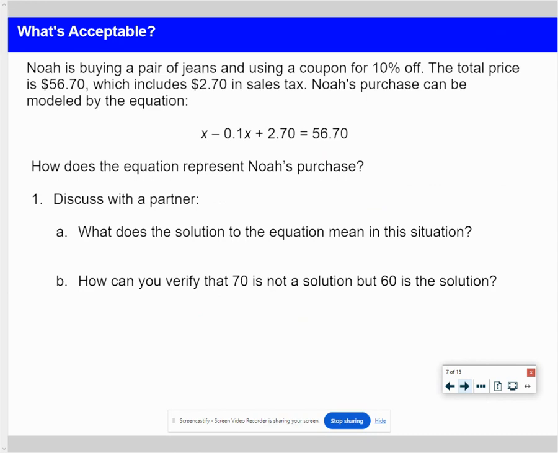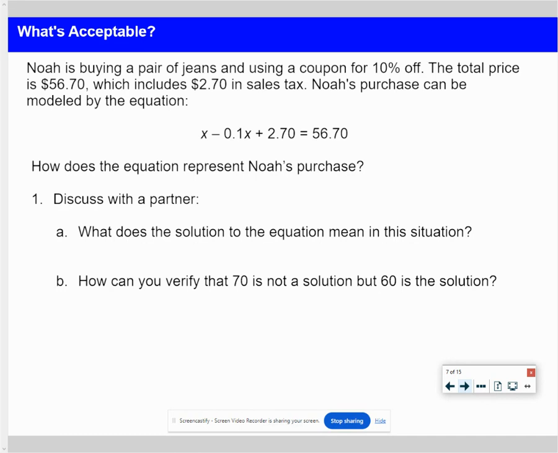Okay, now this is on the bottom of page 177. It's called What is Acceptable? Noah is buying a pair of jeans and using a coupon for 10% off. The total price is $56.70, which includes $2.70 in sales tax. Noah's purchase can be modeled by this equation.